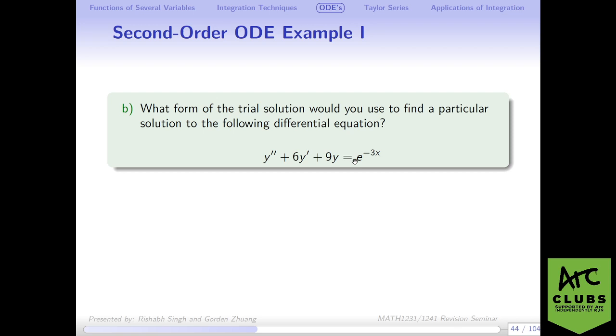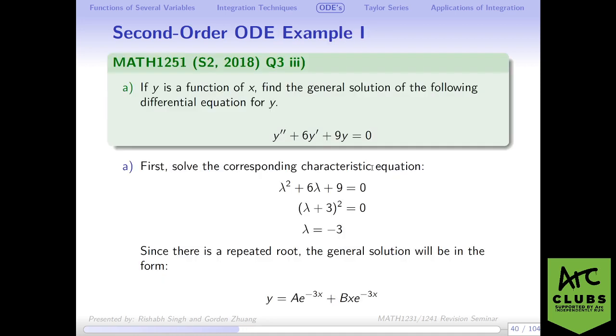So what form of the trial solution would you use to find a particular solution to this differential equation? So here now we have a non-homogeneous equation, and our f(x) is e to the minus 3x. So we would think our guess would be of the form e to the minus 3x. However, if you remember, e to the minus 3x was a solution to the homogeneous equation. We have e to the minus 3x here.